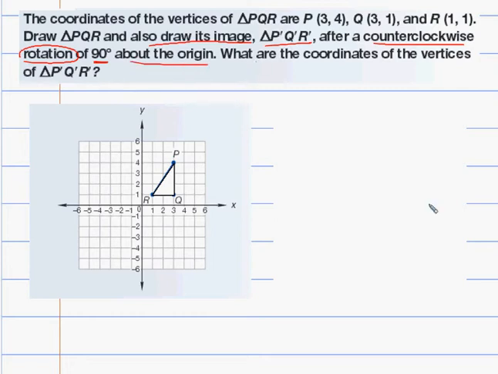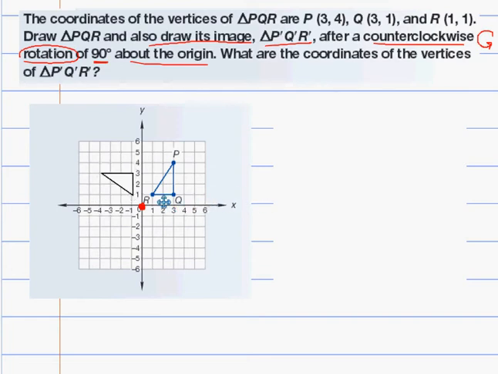Okay, so there's a whole lot of information in there that we need to be aware of. First off, we're going counterclockwise, so that's against the clock. So we would be rotating in this manner. 90 degrees, that's a quarter turn. And about the origin means that the center that we're going to spin it around is right here. So in effect, we are going to pick this triangle up, rotate it 90 degrees, and put it over here.